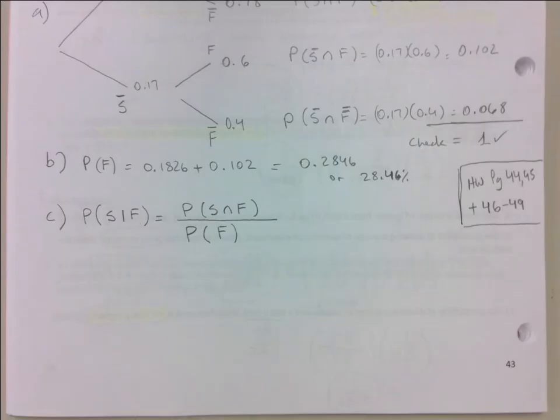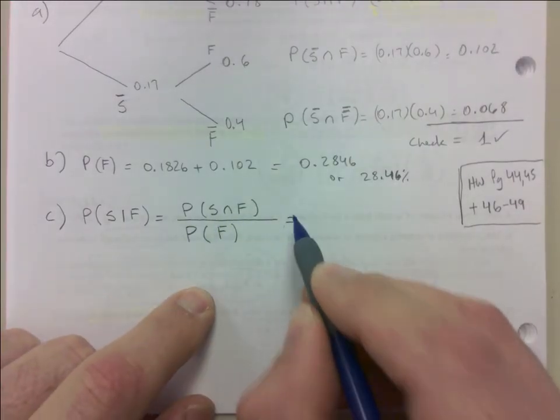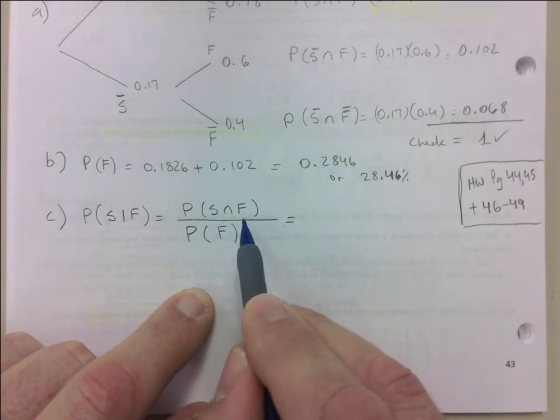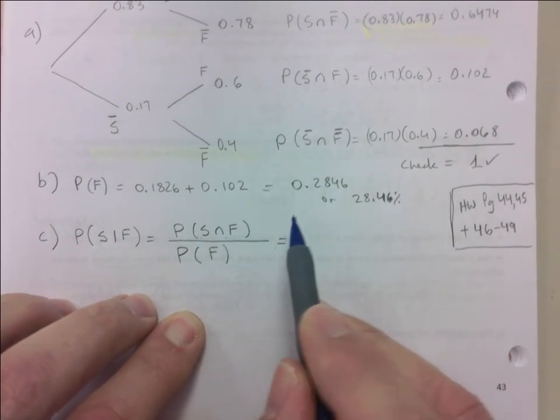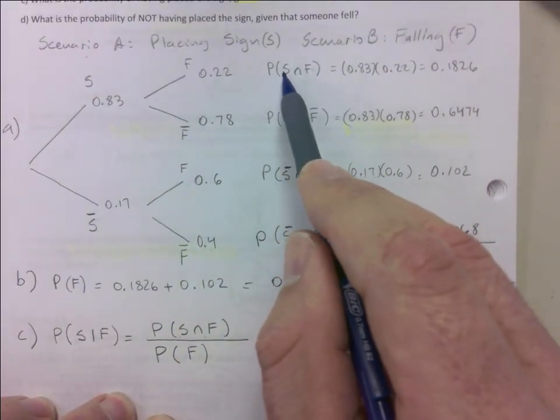This is rare on an exam, I'll tell you that. But it has happened, so I'm going to prepare you for it. So let's go ahead and just find this number. Do we know sign and F, the probability of these two things happening? Let's go up here. Probability of sign and F.